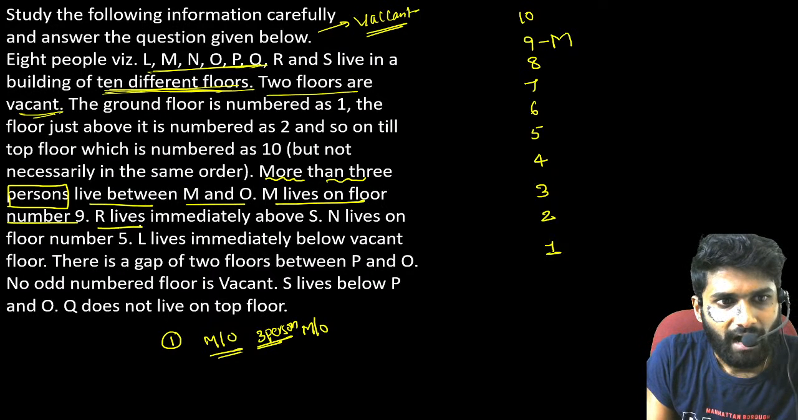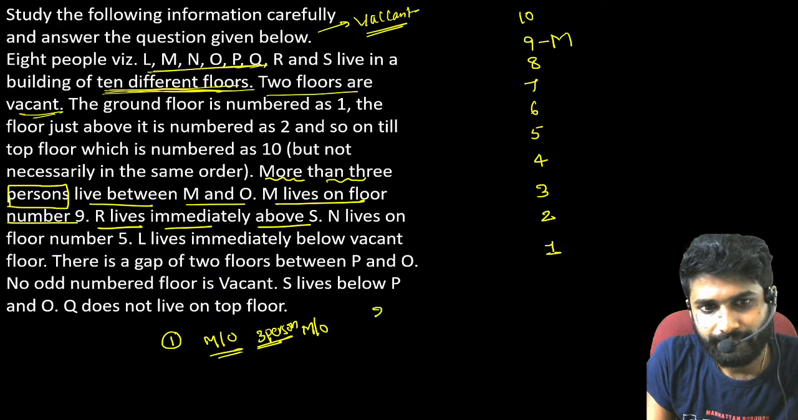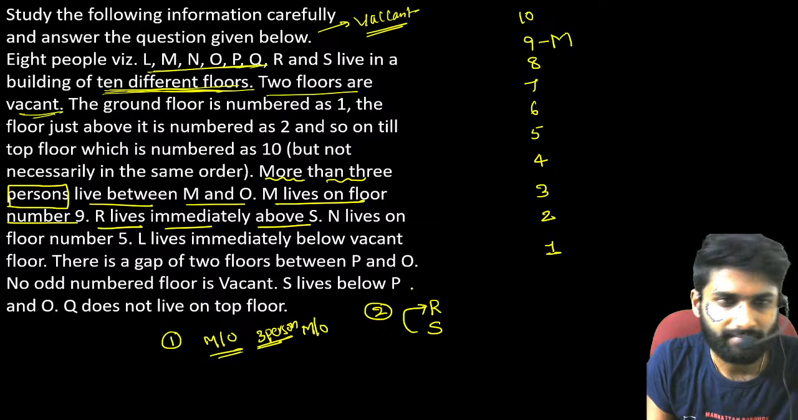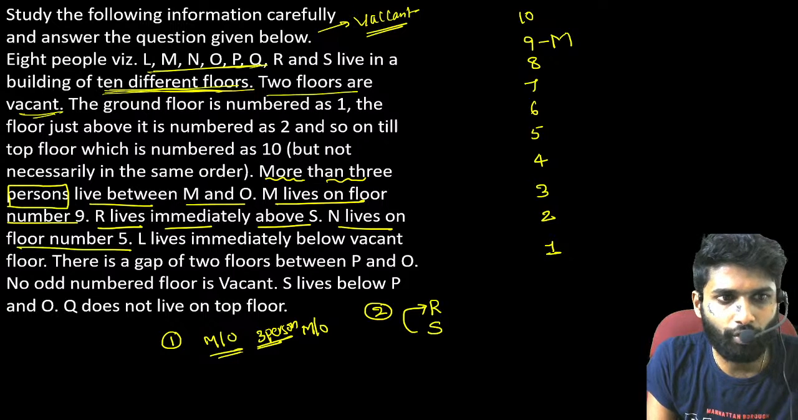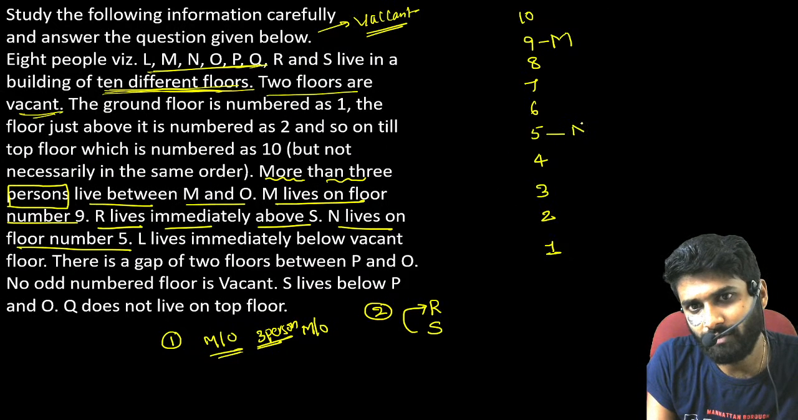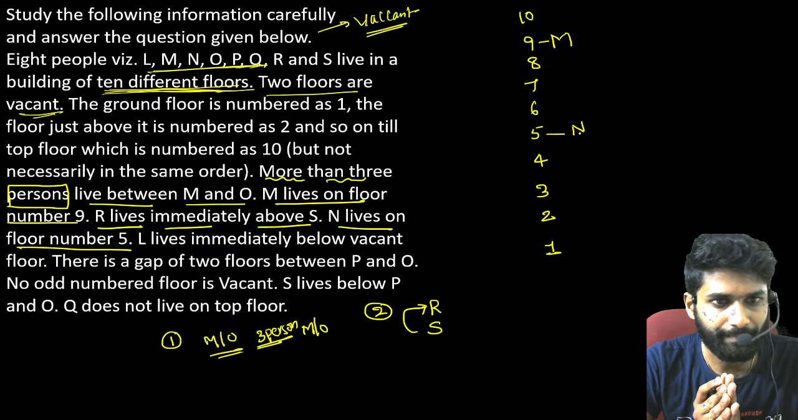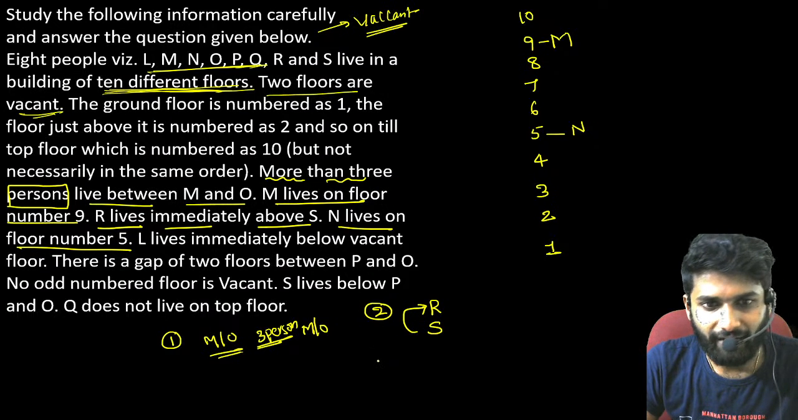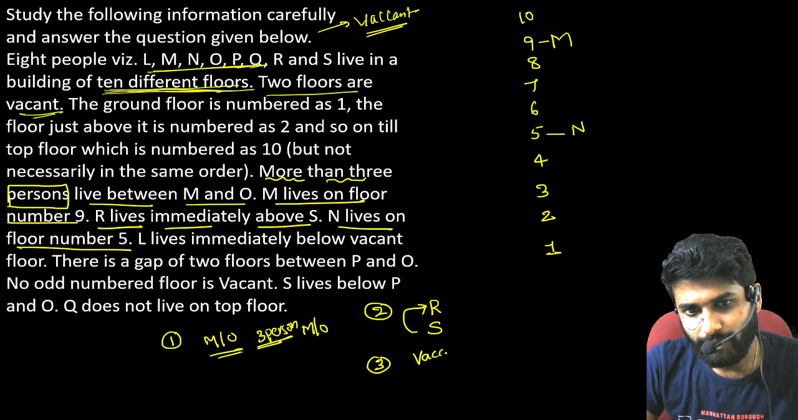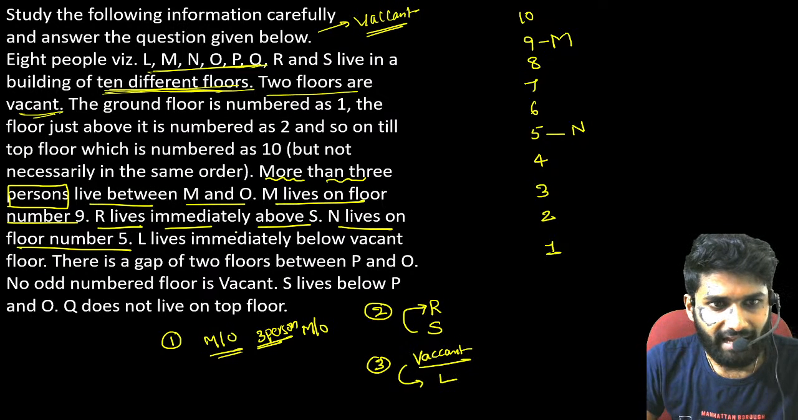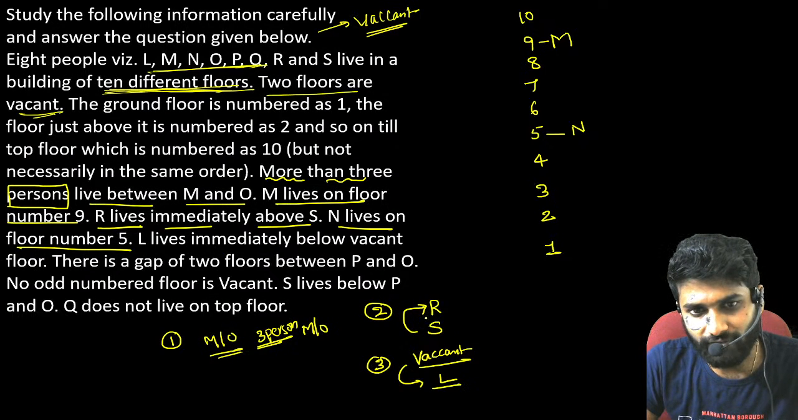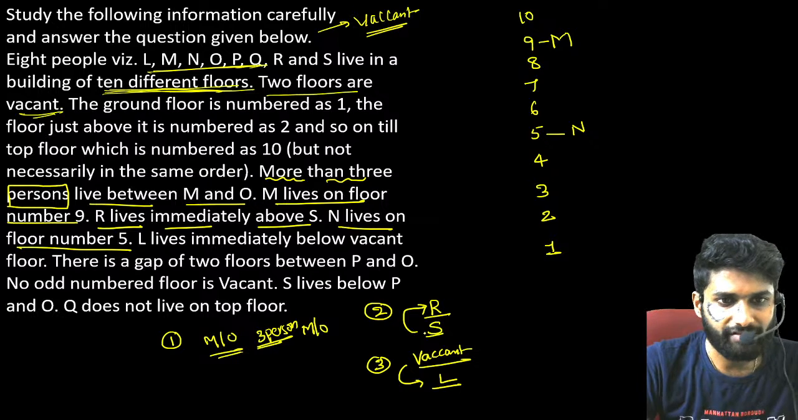Next, R lives immediately above S. N lives on floor number 5. L lives immediately below the vacant floor. Immediately below always means the next floor.